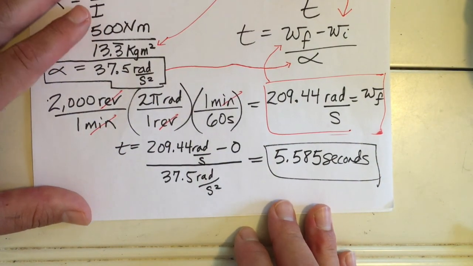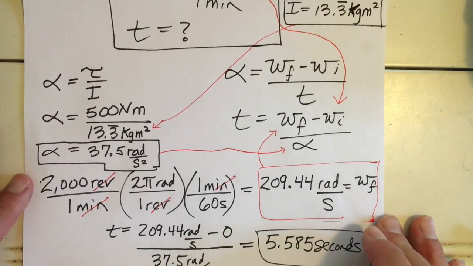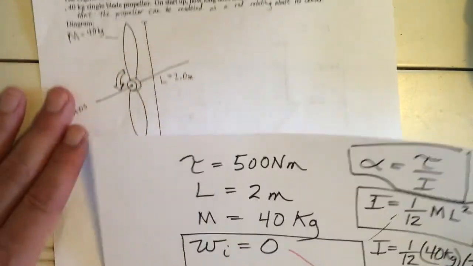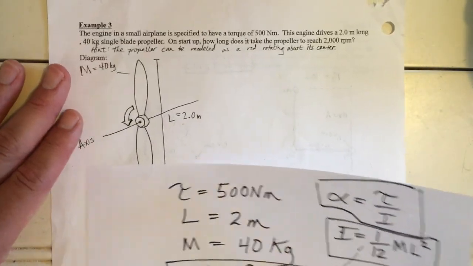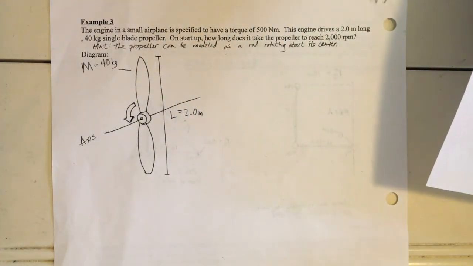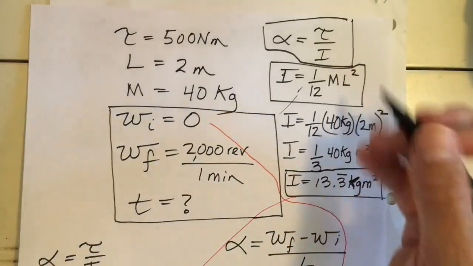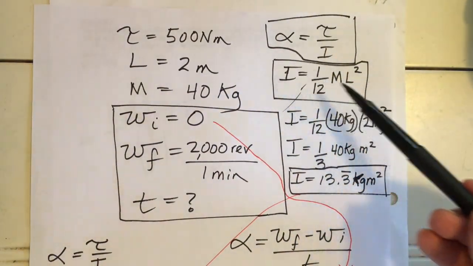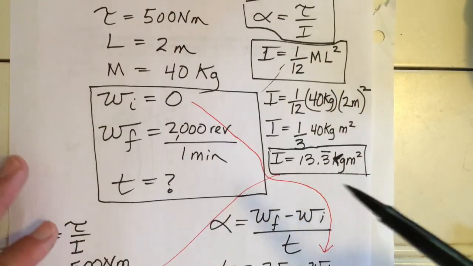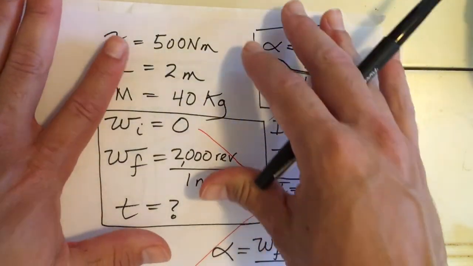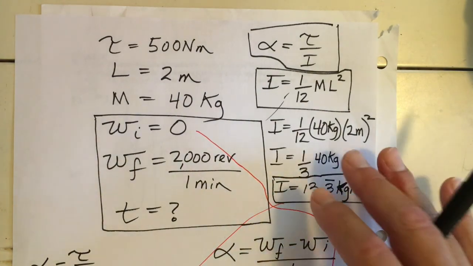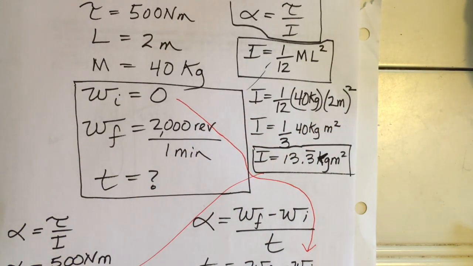So hopefully this is making sense. And these examples are nice, but you have to realize that what makes them difficult is that we're taking these new ideas, right? Alpha equals torque over I equals some formula, alpha equals omega F minus omega I over T, and then giving you a story problem where you gotta find your variables and then apply them to these formulas. So that's what makes these problems difficult.